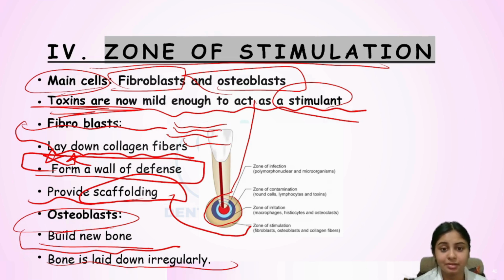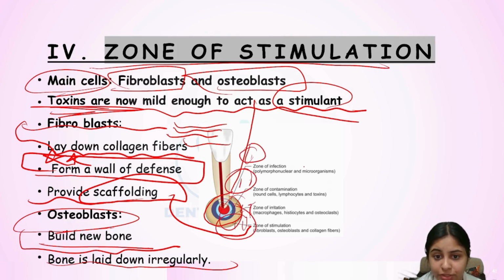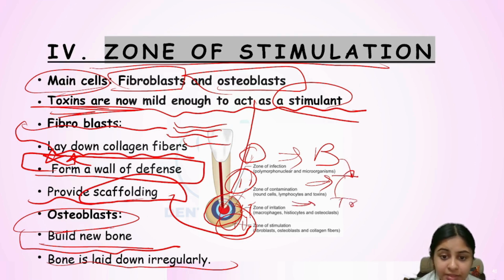So these four are the zones of Fish: the zone of infection, zone of contamination, zone of irritation, and zone of stimulation. Here we saw in the zone of infection, bacteria are present. In the zone of contamination, the toxins from the bacteria are present. Here the toxins are still diluted, and the new cells appear, that is the collagen fibers, and the new bone appears.